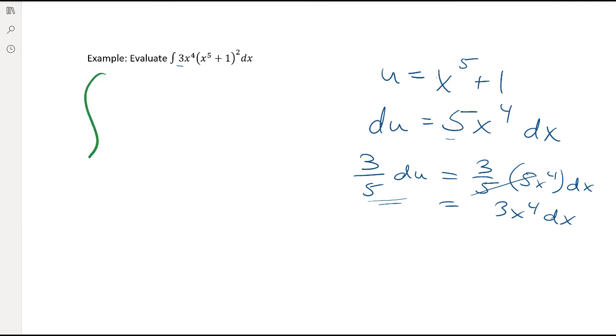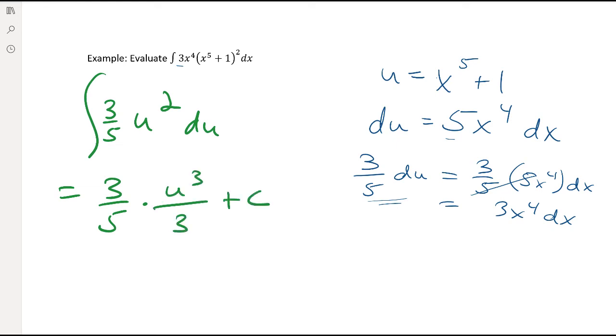Here we go. Integral of (x to the 5th plus 1) to the 2nd power becomes u to the 2nd power. The 3x to the 4th dx becomes not just a du, but a 3/5 du. Okay, don't forget the 3/5. Now we integrate. The 3 over 5 is going to multiply whatever the integral of u squared is, which is u to the 3rd over 3 plus c. We can cross cancel since we're multiplying here, so the 3's cancel. And we're left with u to the 3rd over 5 times 1, which is 5, plus c.